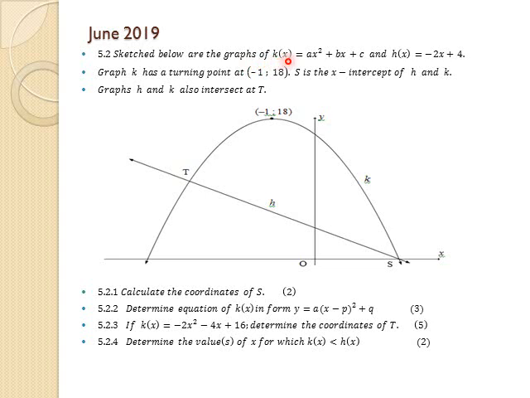Sketched below are the graphs of k(x), which is ax squared plus bx plus c, and h(x) equals minus 2x plus 4. The graph k has its turning point at minus 1 and 18. S is the x-intercept of h, and the graphs of h and k also intersect at T. Calculate the coordinates of S. Determine the equation of k(x) in the form a(x minus b) squared plus q. k(x) equals minus 2x squared minus 4x plus 16. Determine the coordinates of T. And then determine the values of x for which k(x) is less than h(x).